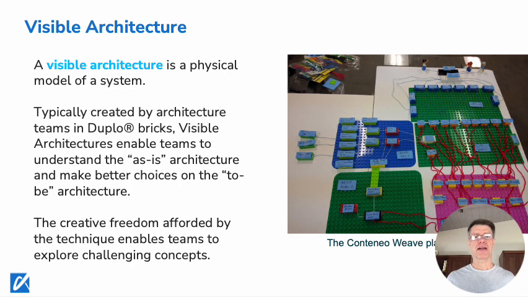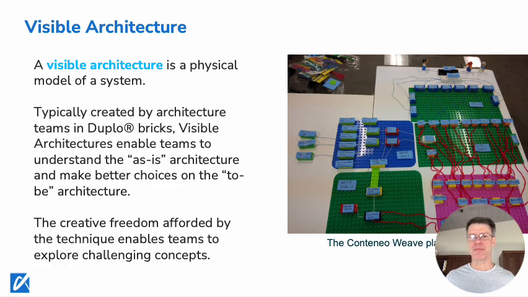Well, let me define it. A visible architecture is a physical model of a system. We typically have the architecture teams create this in Duplo blocks so they can write on these blocks and use string and yarn and other elements to bring these blocks to life. And we typically create both an as-is architecture so that we can make better choices on the to-be architecture. And the creative freedom afforded by the technique enables teams to explore challenging concepts. More importantly, it creates alignment with all of the business leaders and business owners.